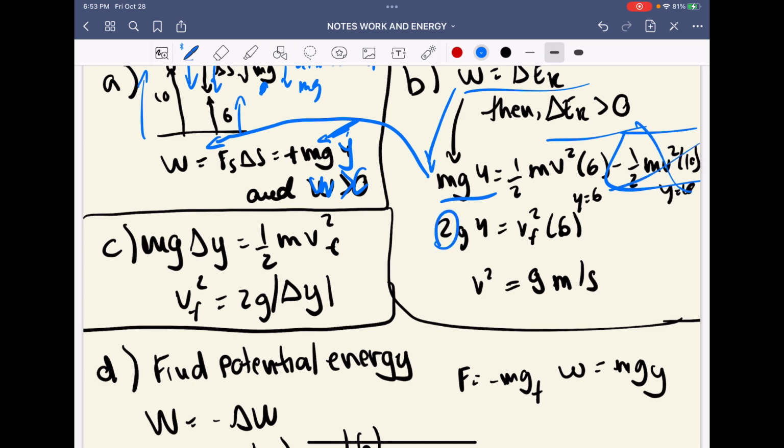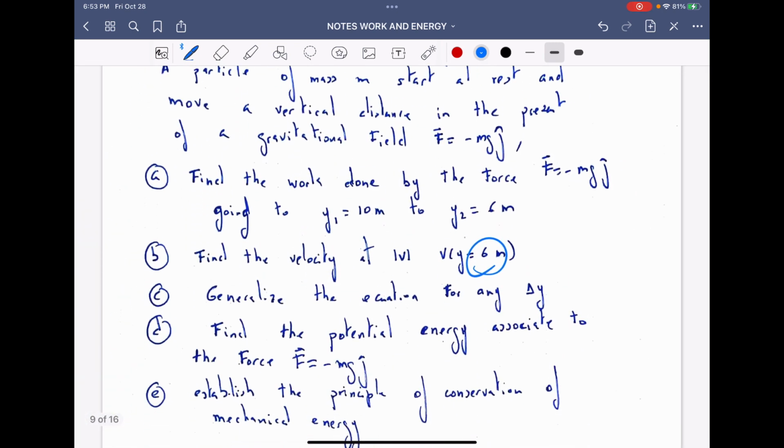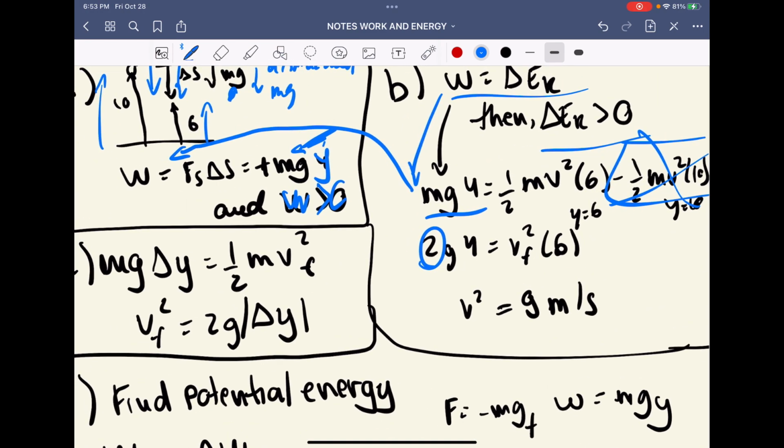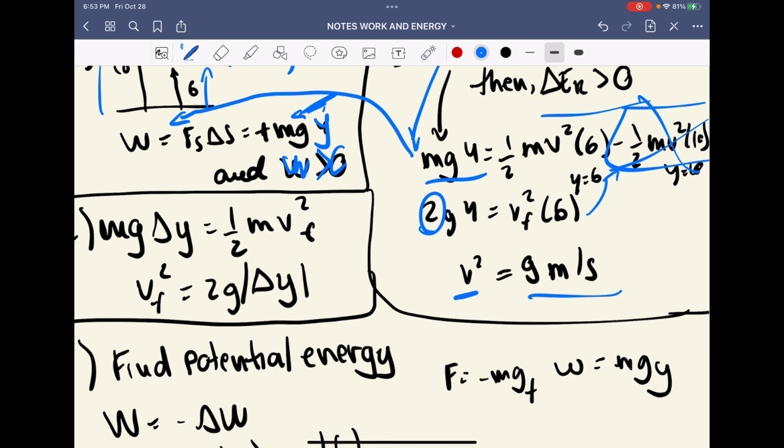The mass is 2. The g, we already know what that is, and then we have y here. So that is going to be equal to half the mass times the velocity to the second power, and y is equal to 6. After this equation, we see that the velocity squared is equal to 9 meters per second.